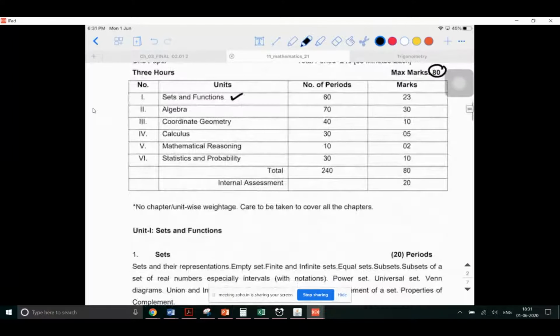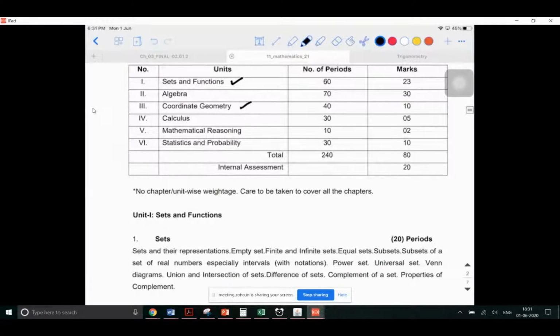And the next one is algebra. Then you have coordinate geometry, and you have another important branch of math, which is called as calculus. And this mathematical reasoning is an independent topic. And you have statistics and probability. These two terms you have already heard last year. Let's see what are all there under individual units and what exactly you're going to learn in them.